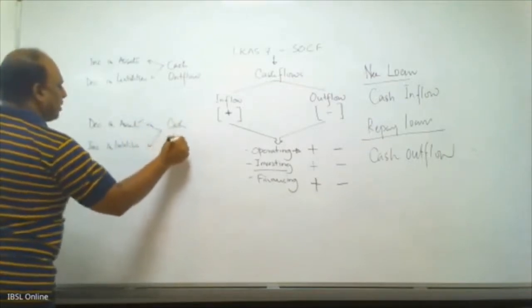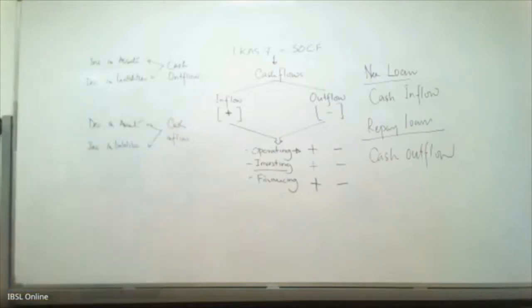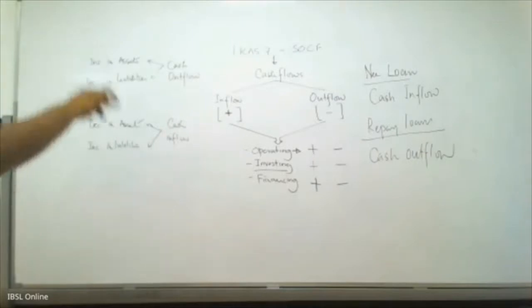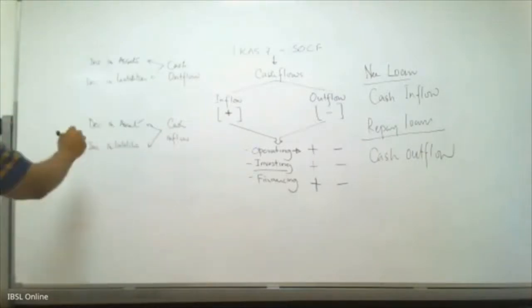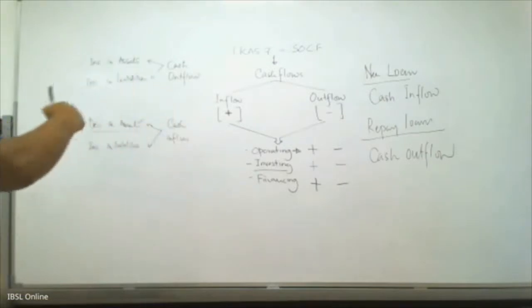Now you must be wondering how it can be. Decrease in assets. Say for example, I have a lot of stocks with me, inventory. Now the moment I sell that inventory, what will happen? People will have to pay me. So when your stocks go down, that is a decrease in asset, what is going to happen? Cash is going to come in.